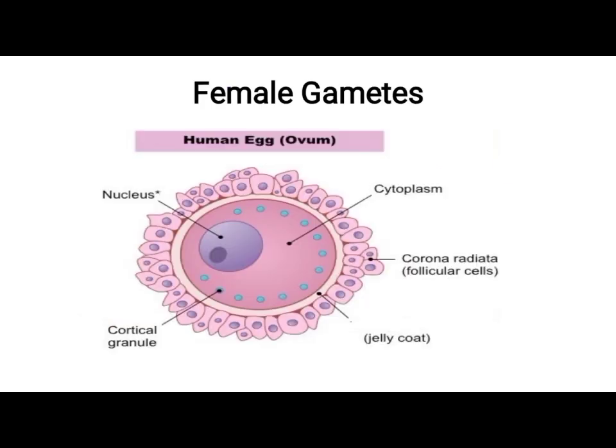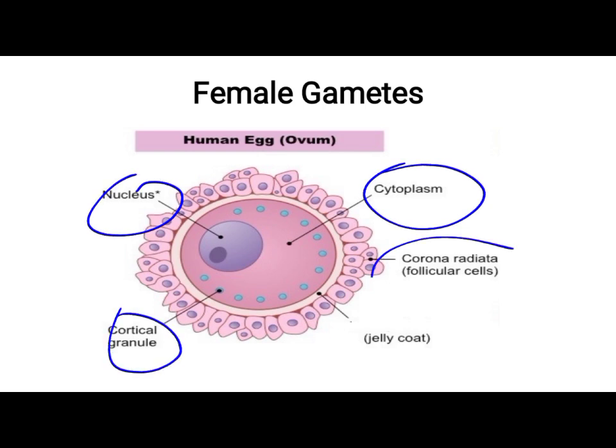Then this is the female gamete. In the female gamete, you have the cytoplasm. Okay, you have the nucleus, you have the cortical granule, and then you have the corona radiata, and you have the jelly coat. As you know, this cytoplasm is simply the part of the cell where all the other organelles are suspended. All the organelles like the nucleus, like the cortical granule, in this case, are suspended there. Okay, you also have mitochondria and others.